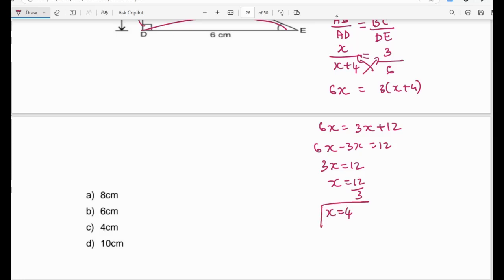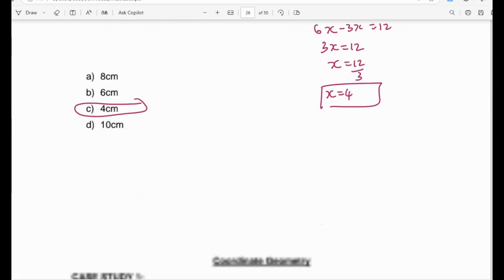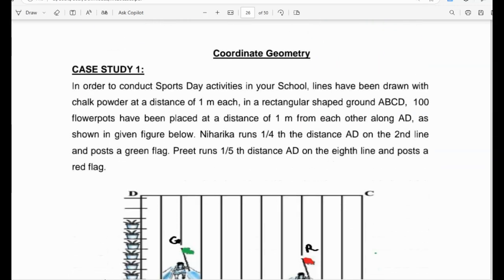So it will be 4 centimeters. It is given in centimeters, so the value is 4 centimeters. So these are the problems based on similar triangles. We'll move on with the next one now.